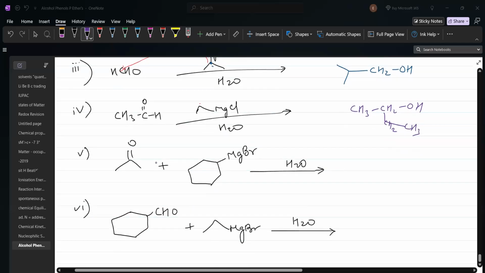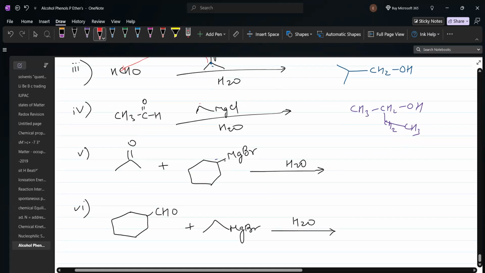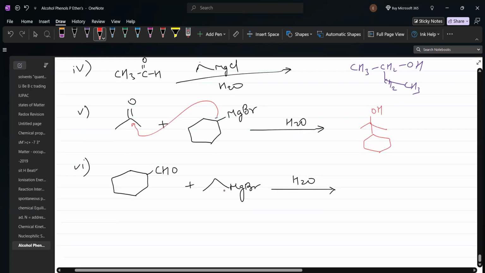Moving on, in this one we will have a partial negative charge, so this one will attack on this carbon, and what will happen is this one will become OH here, and this one gets attached with it, right? So like this. Yes or no? Yes.